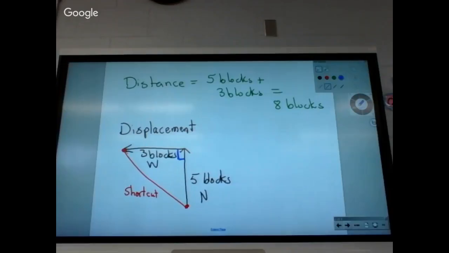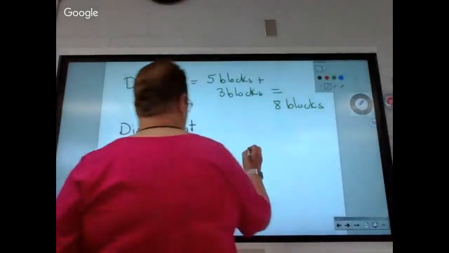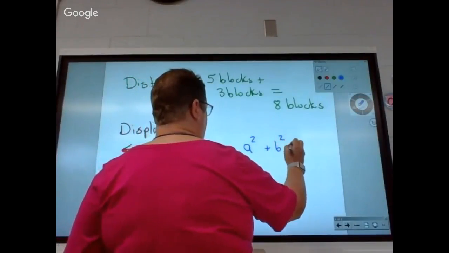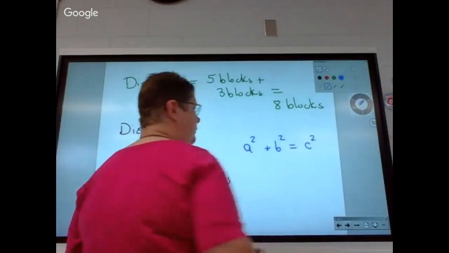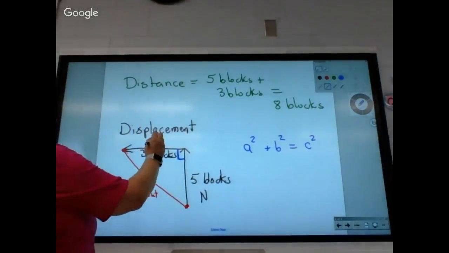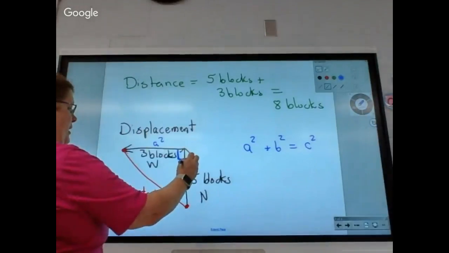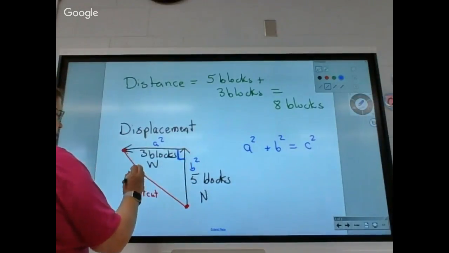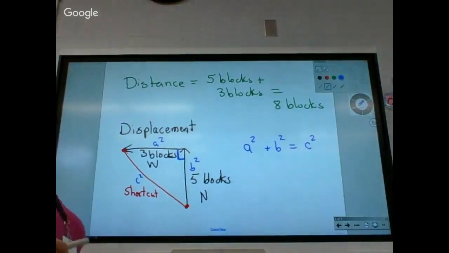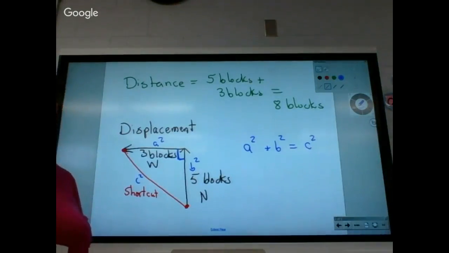If you remember to say it, I mean. Yes, the Pythagorean theorem. Y'all remember some A squared plus B squared equals C squared? Remember that? Okay? This being like A squared, this being your B squared, this being your C squared. Remember that? So we're just going to plug into the formula and find the shortcut. The shortcut's being the C squared.